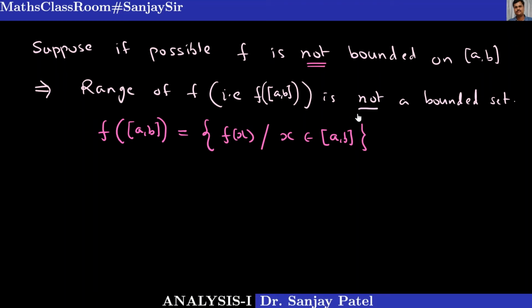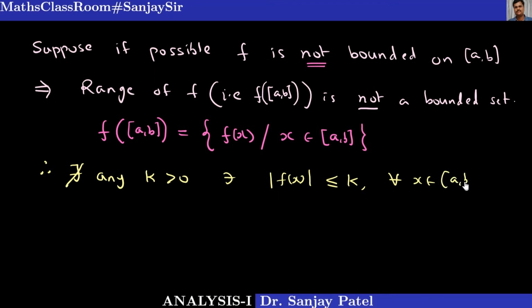So this set is not a bounded set according to our assumption. It is not a bounded set means we cannot write mod of f(x) less than or equal to k for every x belonging to closed interval ab. So I can say that there does not exist any positive number k greater than 0 such that mod of f(x) is less than or equal to k for every x belonging to closed interval ab.